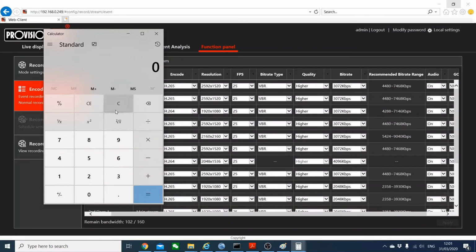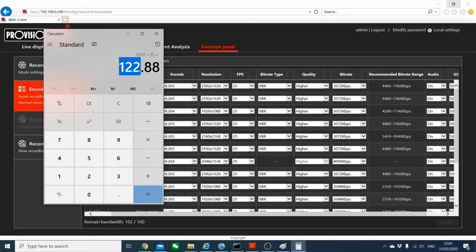So if we have 3072 kilobits per second divided by 25, we will immediately know that every single frame out of those 25 which will pass in 1 second is getting 122 kilobits per second.